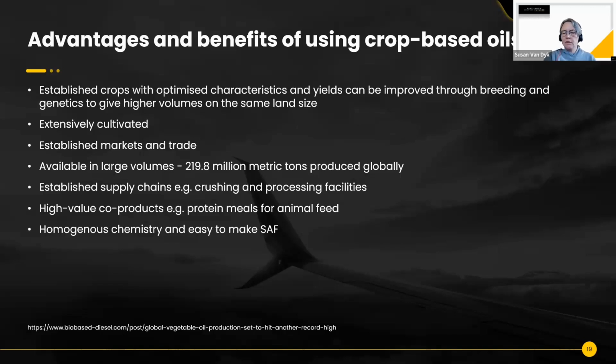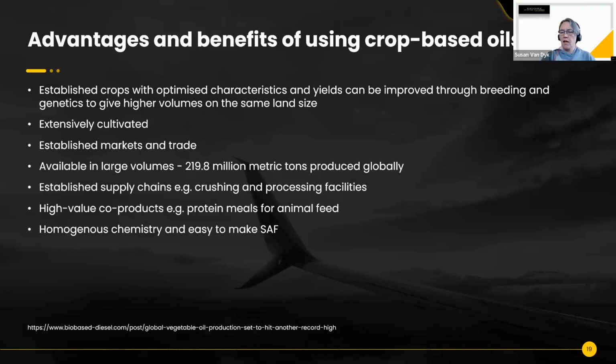There are established supply chains, crushing, processing facilities, and you get high-value co-products because these co-products have to be approved in the US, for example, by the Food and Drug Administration, and you can't sell it unless it's already been approved. The other thing is also that the chemistry is really simple, and all of these oils and fats have basically the same chemistry, which makes it so much easier to build facilities and to process it. And also, they contain only about 11% oxygen. So it means that you don't need a lot of hydrogen, and hydrogen's expensive when you want to make SAF. If you look at, say, forest residues or agricultural residues, you can get like 45% oxygen.